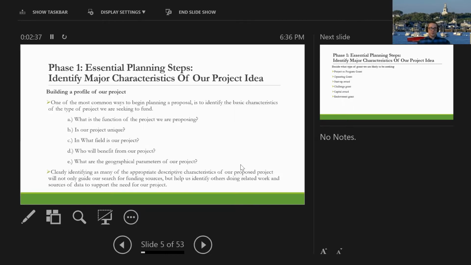And so when we talk about building a profile for our project, one of the most common ways to begin planning a proposal is to identify those basic characteristics of the type of project we are seeking to fund. So what do we mean by that? What is the function of the project we are proposing? Is our project unique? Which is really important. Funders do not like duplicated efforts. What field is our project? So is it health? Is it community development? What need are you going to be targeting within the community? Who will benefit from your project? So what specific demographic, for example, at-risk youth? What are the geographical parameters of your project?